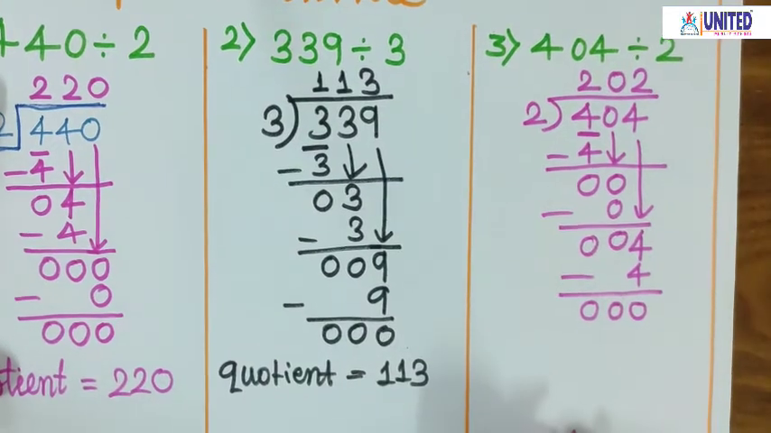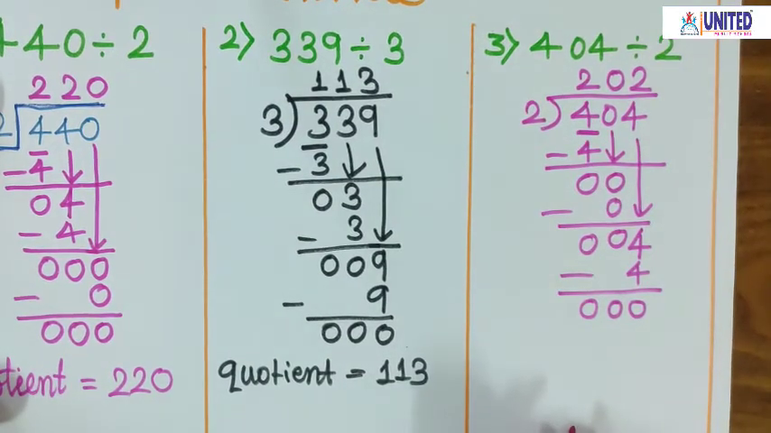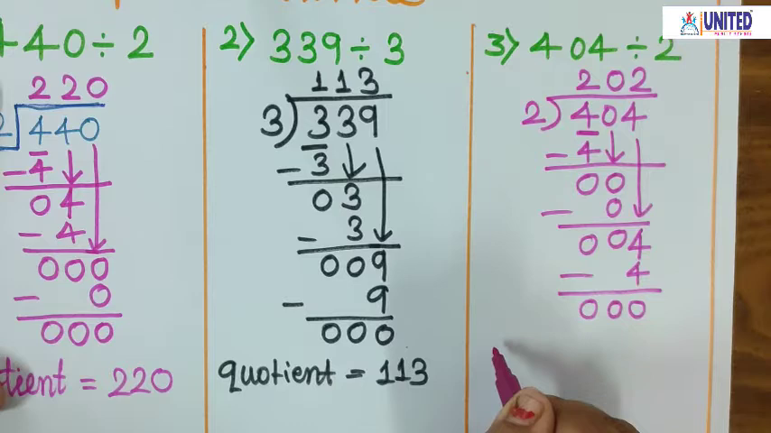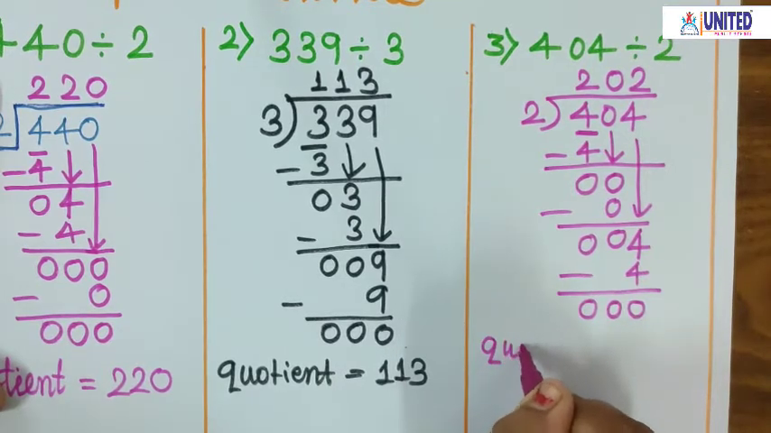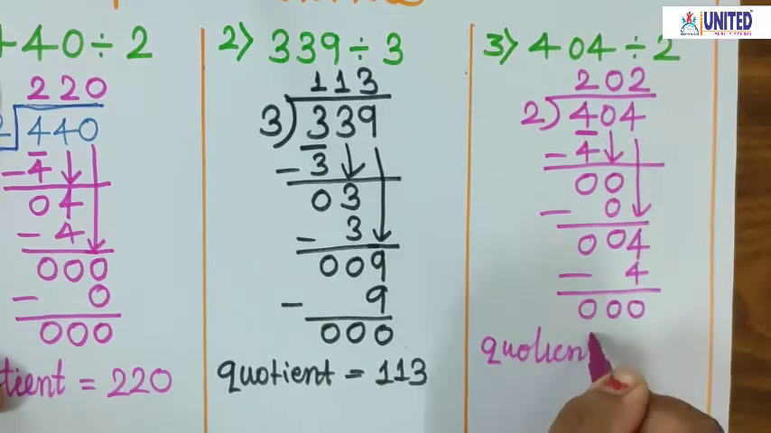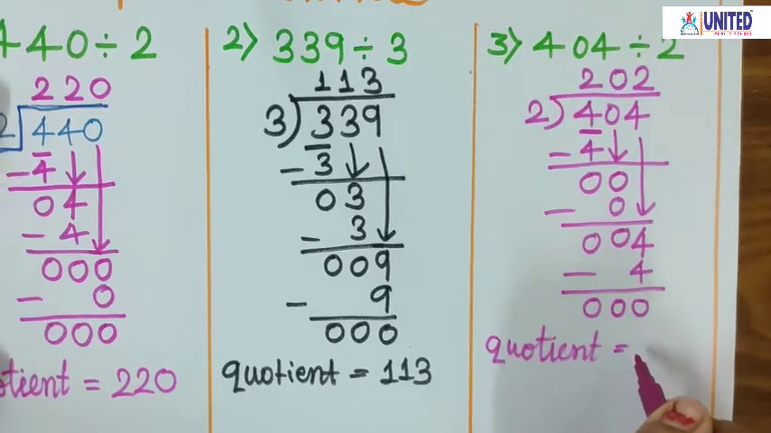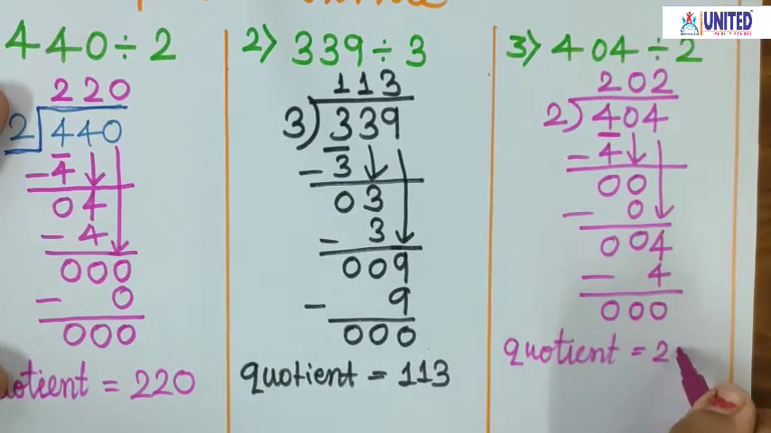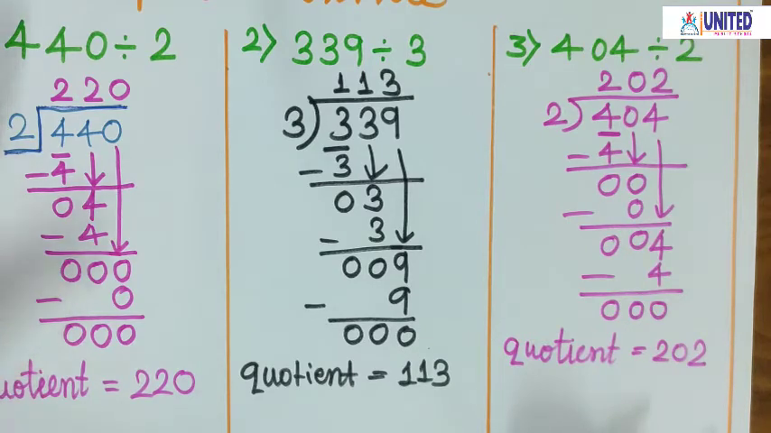So what is our quotient here? That means the answer of the division here. 202. So write down quotient is equal to 202. Okay. Got it? So in this way we can divide a 3-digit number by a 1-digit number.